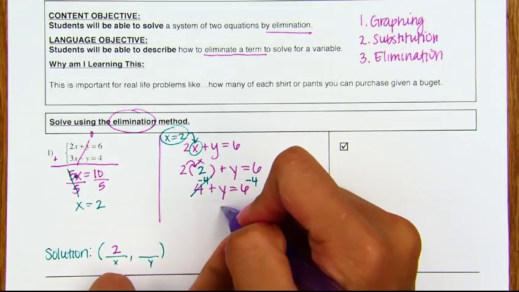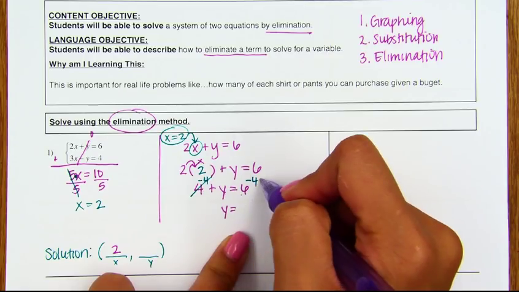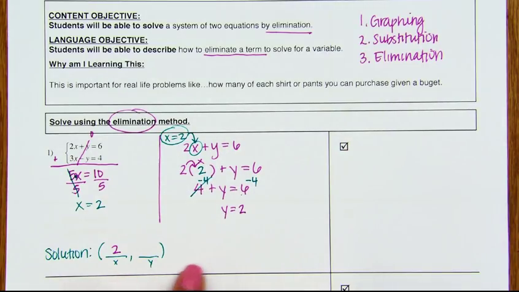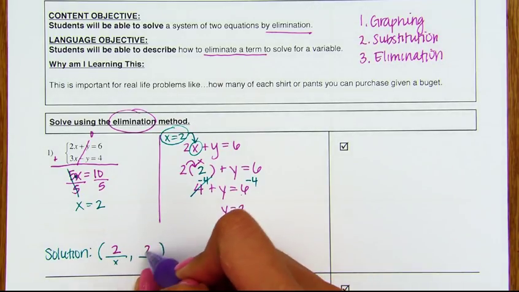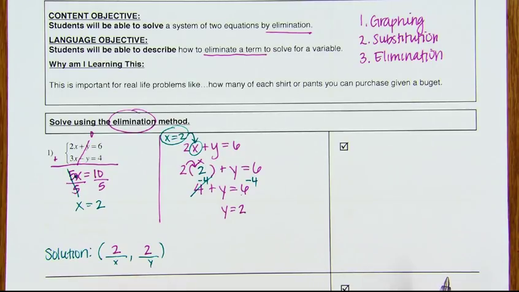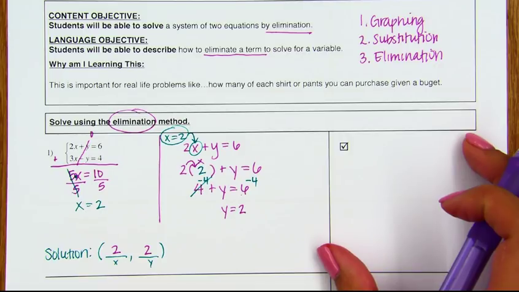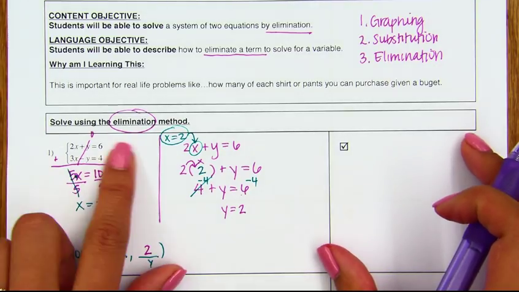Which just leaves me with y equals 6 minus 4, which is 2. So now that I have that, I can go ahead and complete my solution. Y is a 2. But a very good practice is to make sure we check the solution to see if it really does work for both equations.